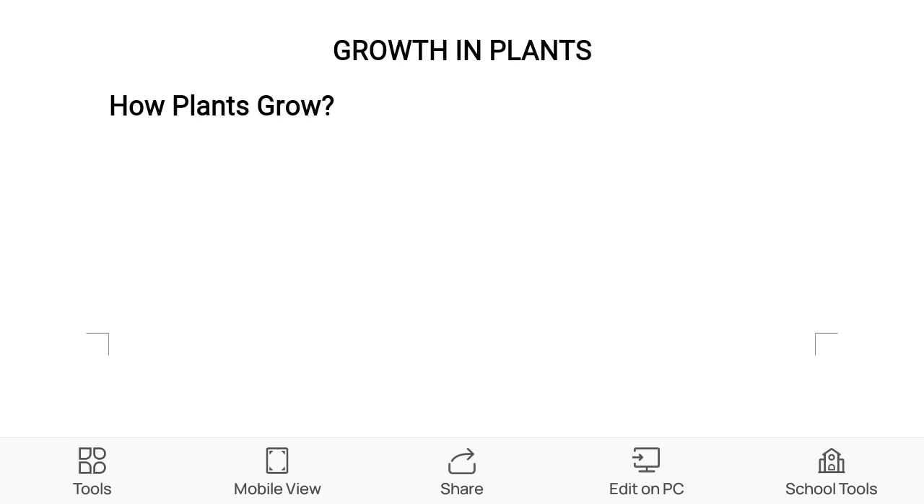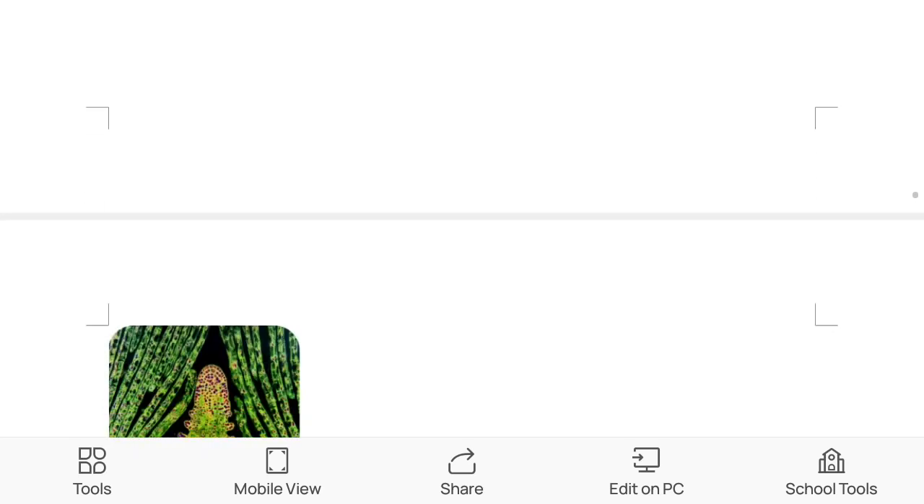So, what type of growth is being experienced in plants? That's the question. The type of growth that is being experienced in plants are of two types. We have the primary growth and the secondary growth. So plants grow in two ways. It's either they grow in a primary form or they grow in the secondary form.